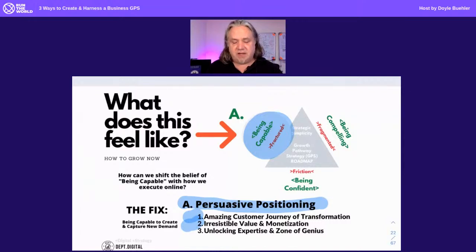By understanding the irresistible value that we have for our audience, and monetization. How are we actually creating those monetization opportunities? And then the third thing of being able to create persuasive positioning is by unlocking our expertise in our zone of genius. Everybody here and everybody online who has a business, they're smart people, right? Let's be completely honest. They're very smart people, and they have very good skills. But how do we unlock that?